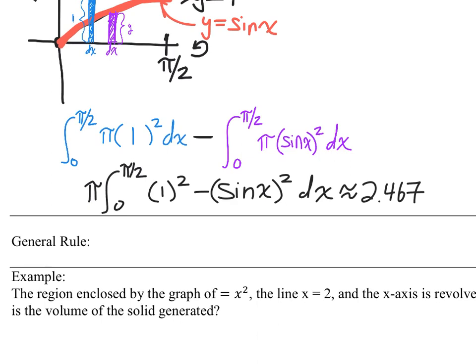All right. So the general rule ends up being pi on the interval of a to b, capital R squared minus lowercase r squared, d, well, something. All right, capital R, lowercase r distinguishes one radius from the other. The idea being that the capital R represents the radius that's further away from the axis of revolution. The lowercase r is the radius that's closer. I left this open because it could be revolved around a vertical axis or a horizontal axis, so it could be a dy or a dx.